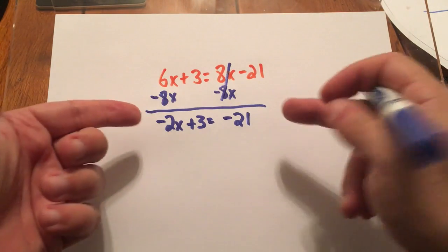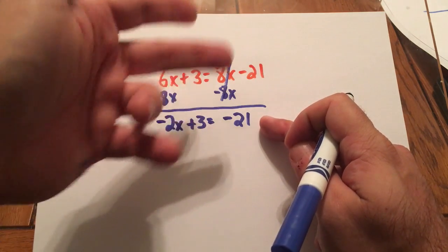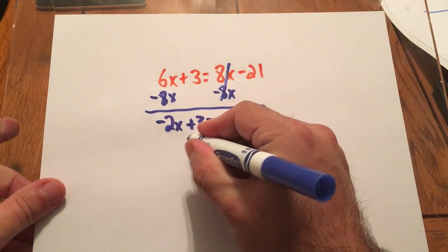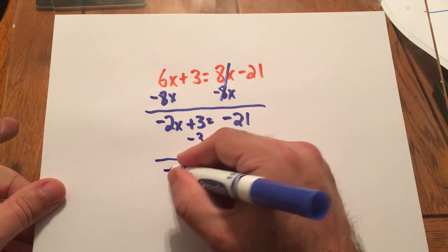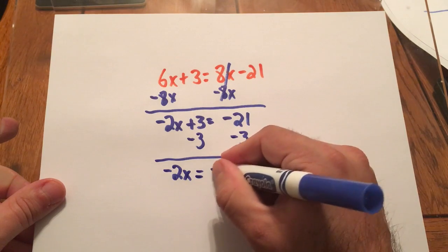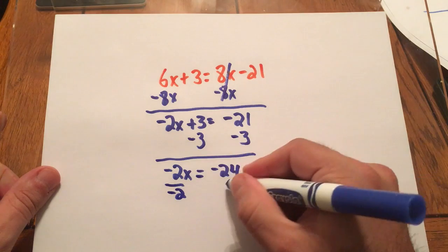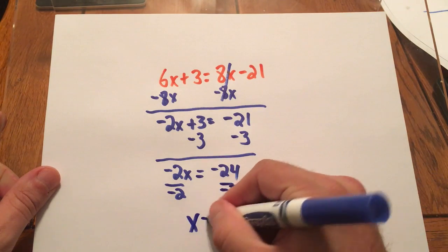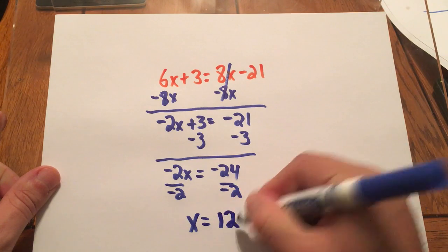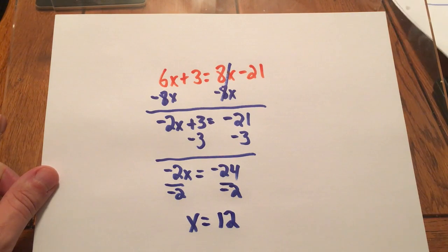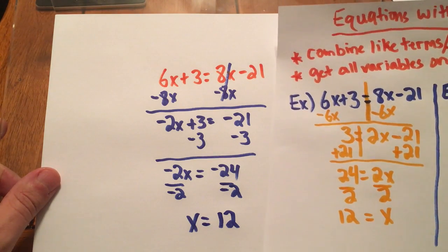Notice, for a lot of people, having it set up like this just makes more sense to them because it's real easy to see what needs to go where. Your next step would be to subtract 3 from both sides, and then you're left with negative 2x is equal to negative 24. And then finally, divide both sides by negative 2. So x would be equal to a negative divided by a negative is positive, 24 divided by 2 is 12. And voila, we got the same exact answer we did in the previous example.